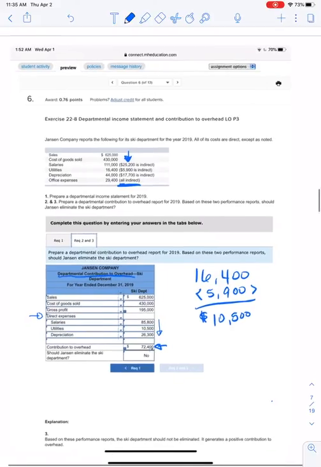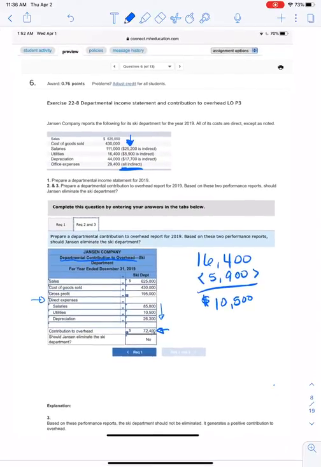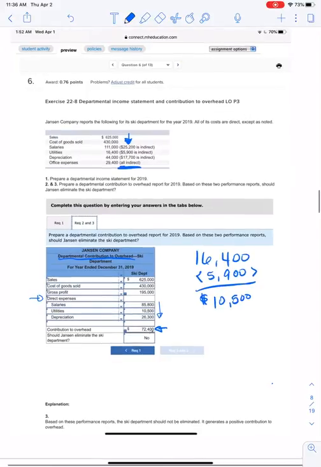So be very careful when you're looking at eliminating a department to determine how much of that can actually be eliminated if we get rid of that department. And that's what we see here, is that you're actually better off keeping this department. And that's what number three tells us, is that based on these performance reports, the ski department should not be eliminated because it generates a positive contribution to overhead.